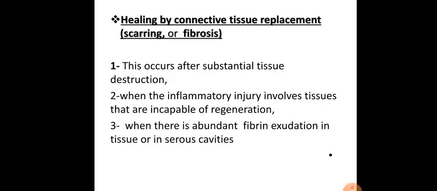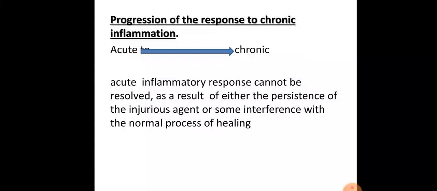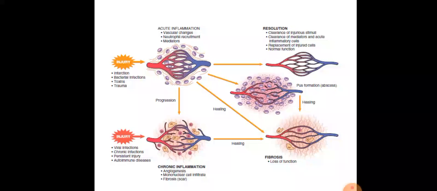And when there is abundant fibrin exudation in the tissue or in serous cavities, it may also end by scarring and fibrosis. The other outcome is that acute inflammation can turn into chronic inflammation, progression of the response to chronic inflammation. Acute inflammatory response cannot be resolved as a result of either the persistence of the injurious agent or some interference with the normal process of healing.